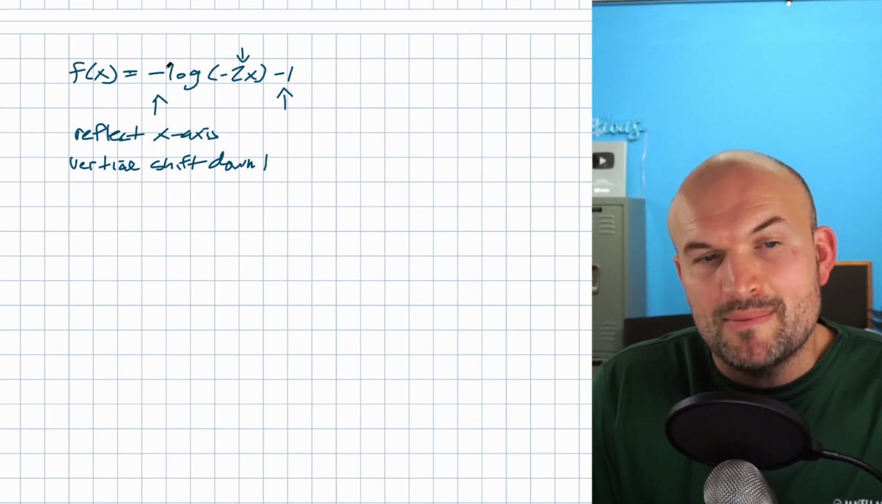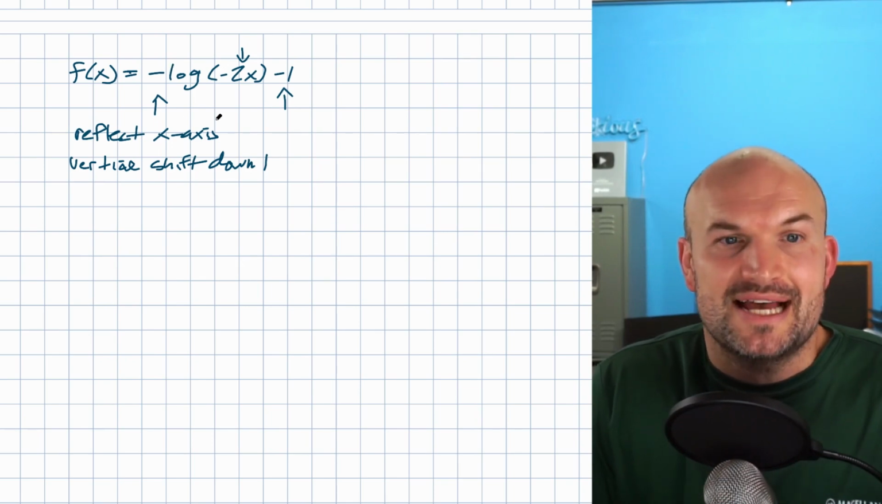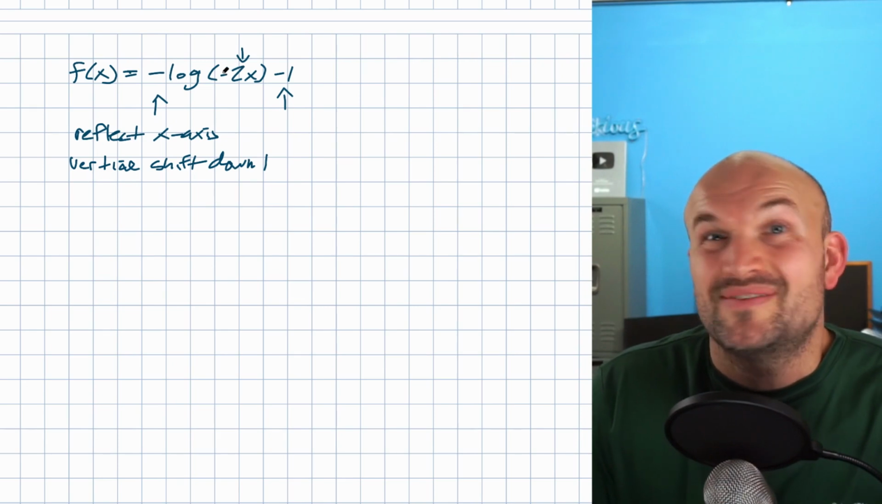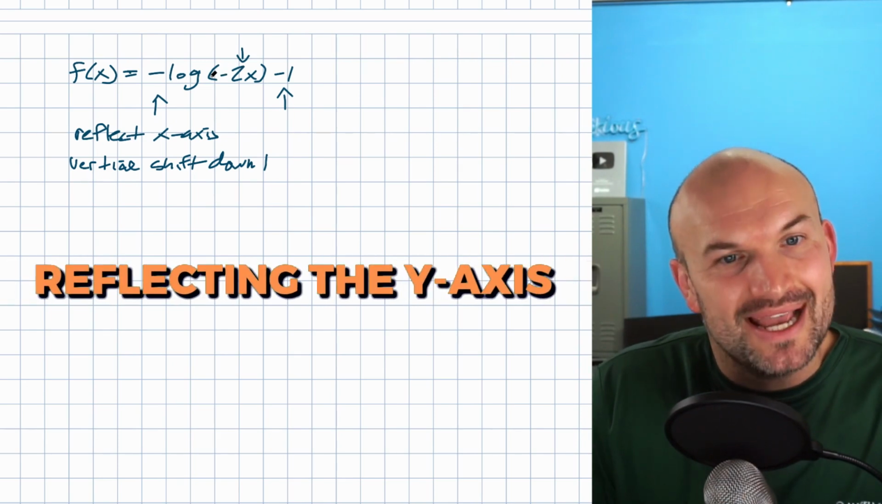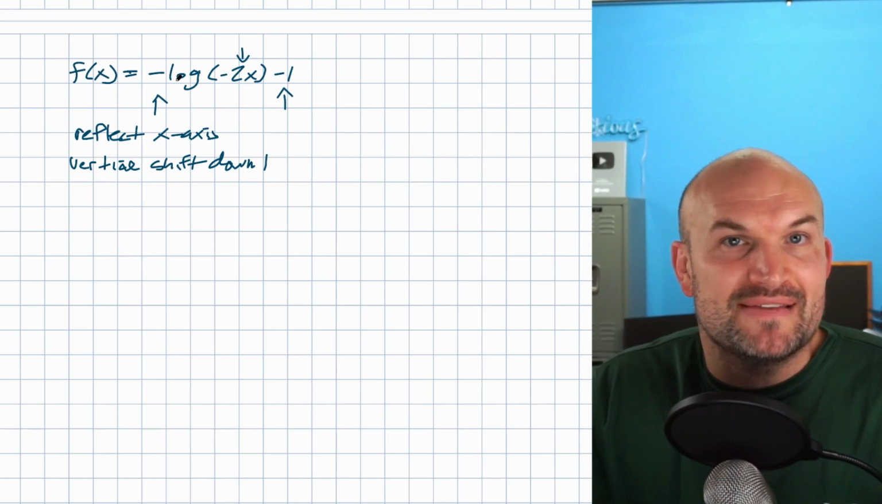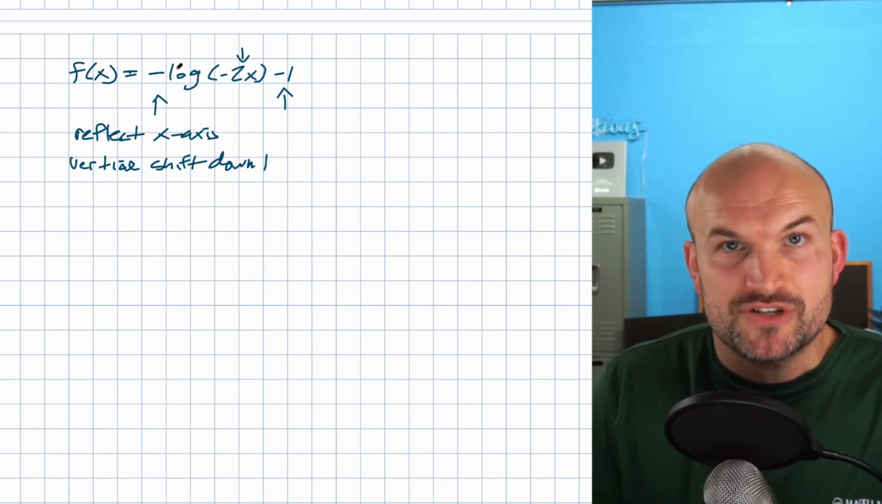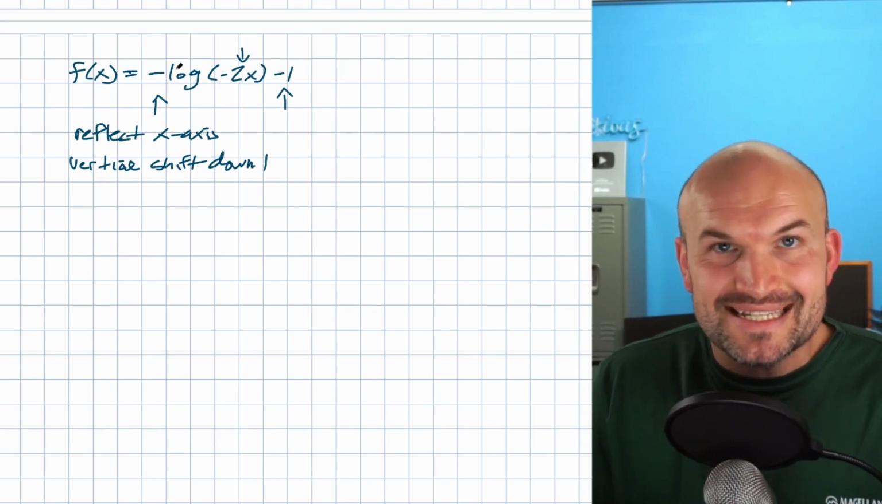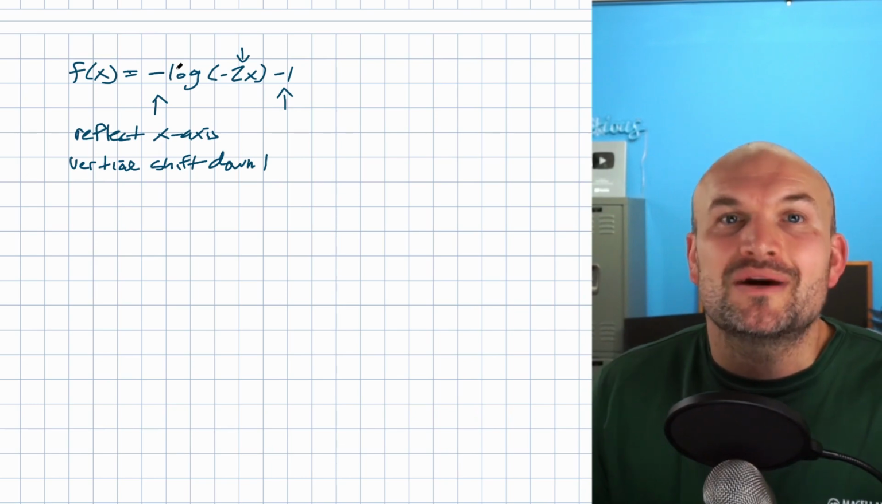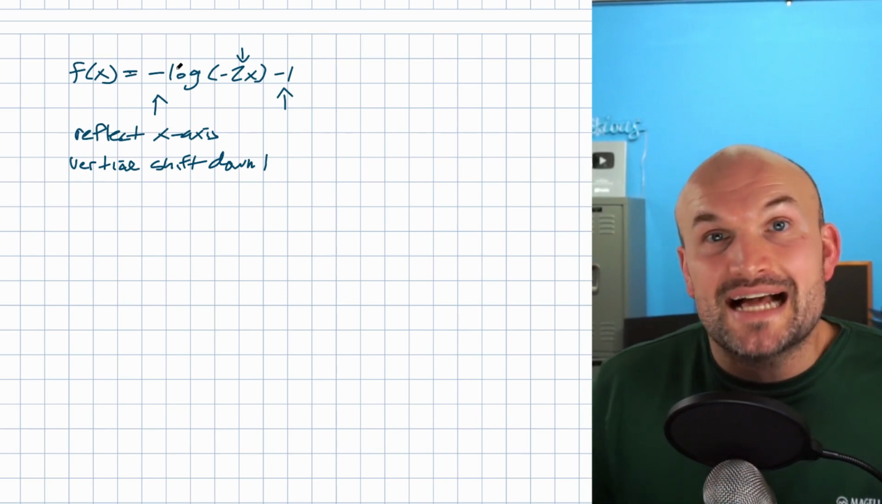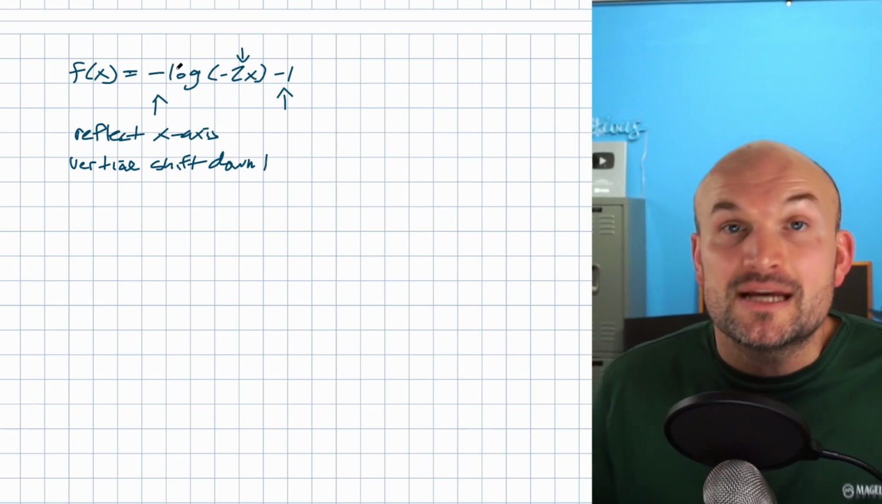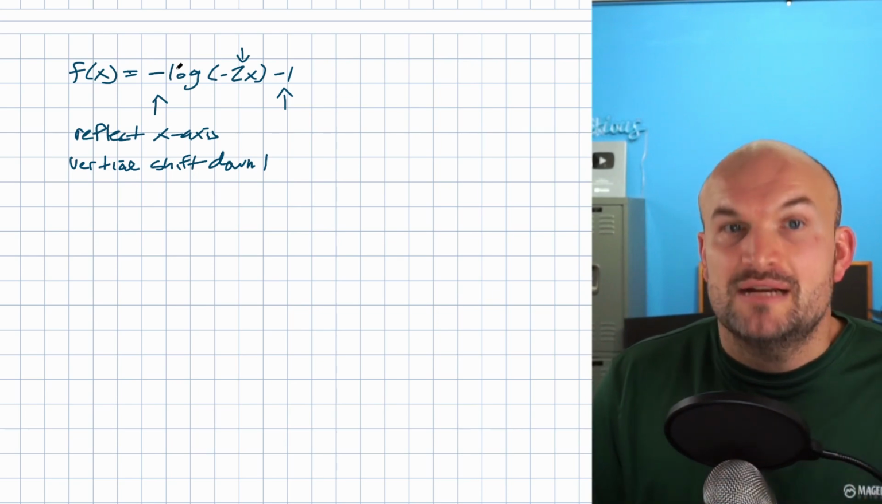So if multiplying by negative on the outside is a reflection about the x-axis, what do you think multiplying by negative on the inside is? Reflecting about the y-axis. If multiplying by 2 on the outside is a vertical stretch of 2, then multiplying on the inside is going to be a horizontal compression of 2. So that's exactly what's happening to the graph. It's being horizontally compressed and it's being reflected about the y-axis.